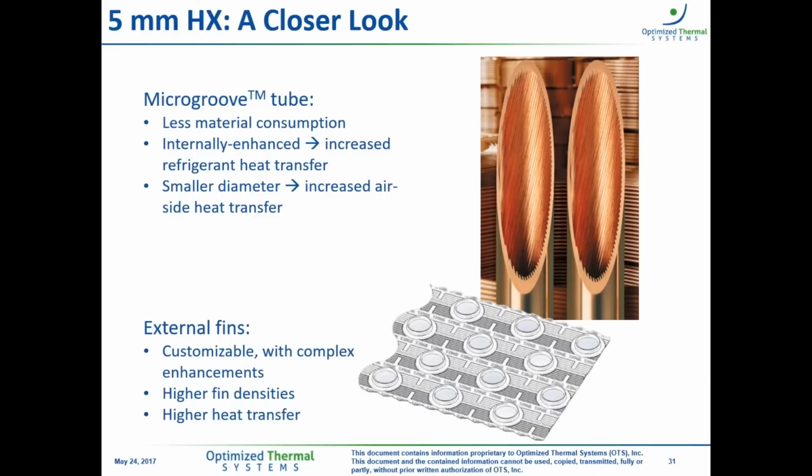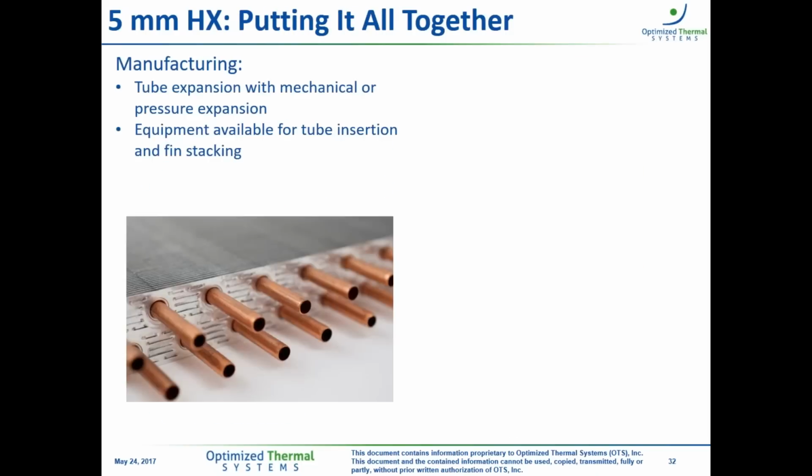And we see the same types of things with the fins. We have the ability to implement a number of different enhancements on the air side on these fins. With smaller diameter tubes, we see higher fin densities, and we see higher heat transfer coefficients on the air side as well. We learned in the second webinar about the manufacturing process of tube fin heat exchangers. And we saw that in particular when we're looking at small diameter tube fin coils, it is possible to expand these tubes using mechanical and pressure expansion techniques, and that there's equipment available specifically for small diameter tubes for doing tube insertion and fin stacking tasks.